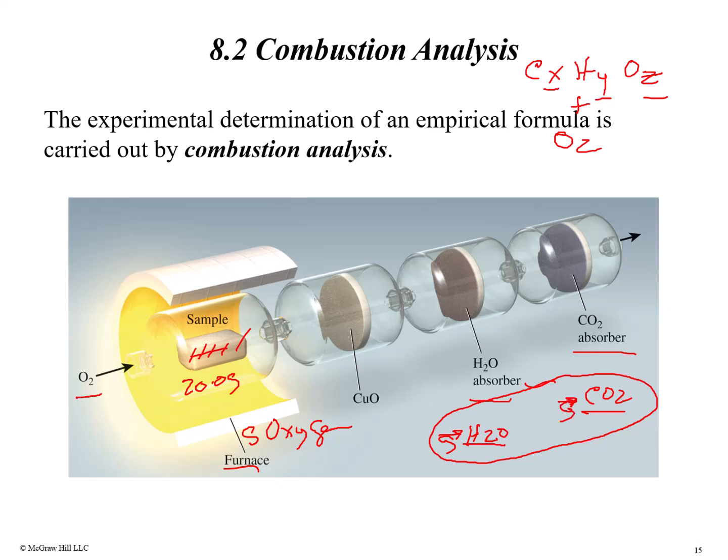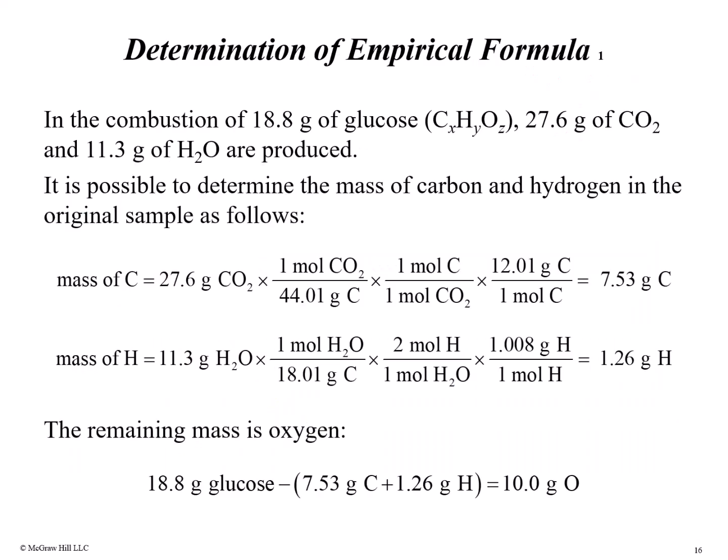So let me show you how this works as a math problem. So here we have sugar. Our initial sample that we placed in the instrument is 18.8 grams. I don't know what the moles of carbon, hydrogen, and oxygen are in this sugar, but I do know I collected 27.6 grams of carbon dioxide and 11.3 grams of H2O on those discs.